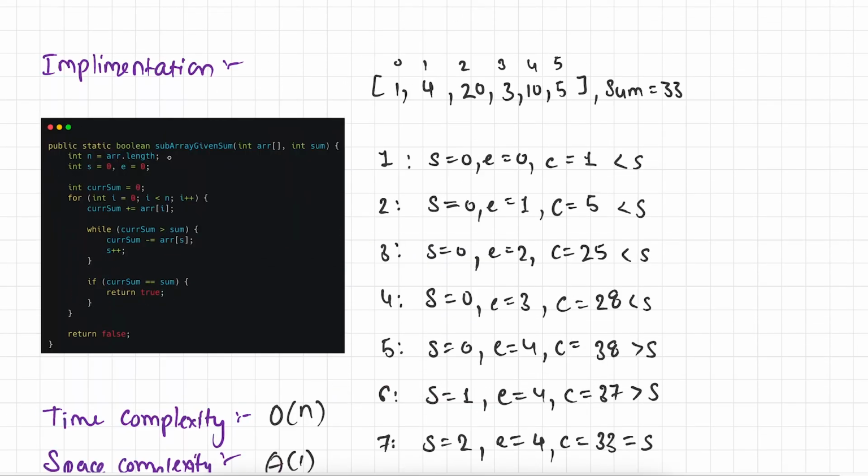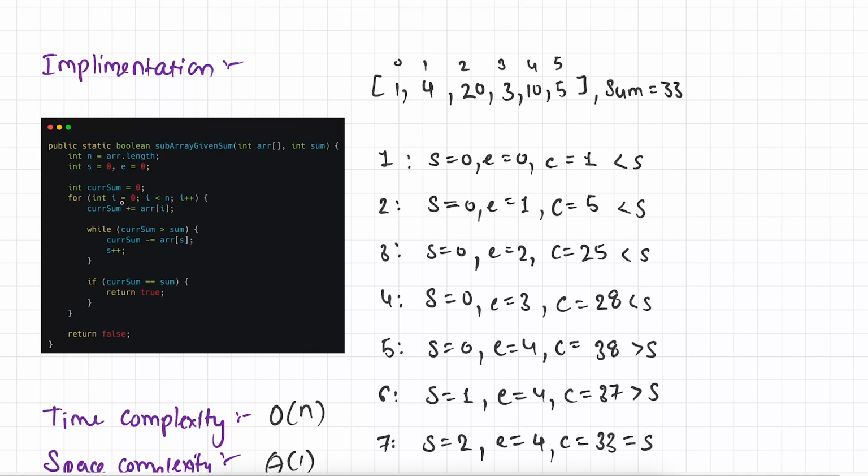So here we have a function subarray given sum, and this function takes an array and the desired sum as input. In the first step, we are initializing s equal to 0 and e equal to 0, and these two variables are the pointers to the window. Then we initialize current sum equal to 0, and we run a loop from 0 to less than n to consider all the elements. Inside this loop, we are finding the sum of all the elements one by one, beginning with the current element.